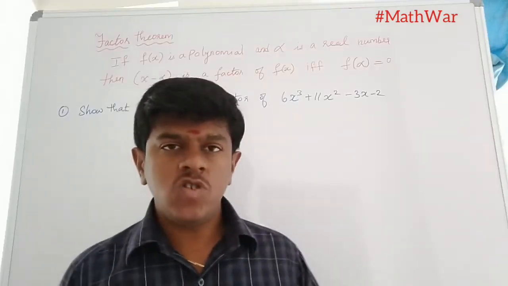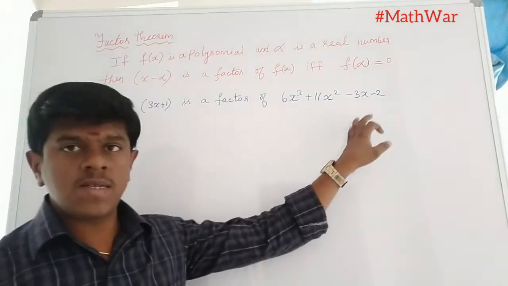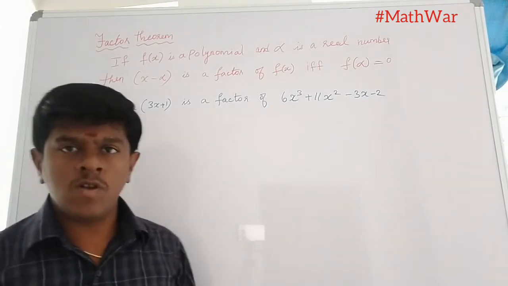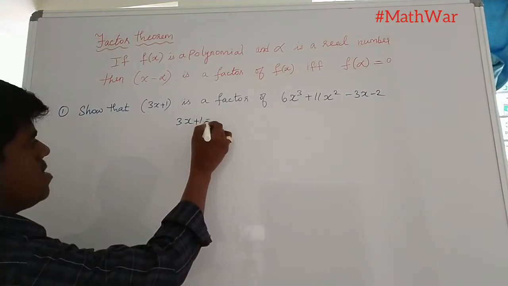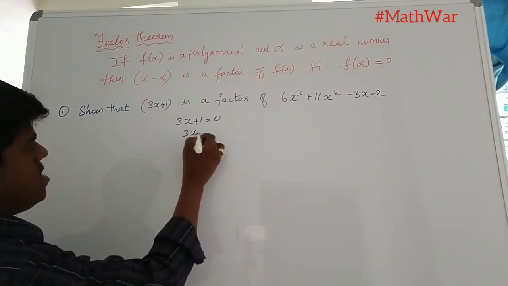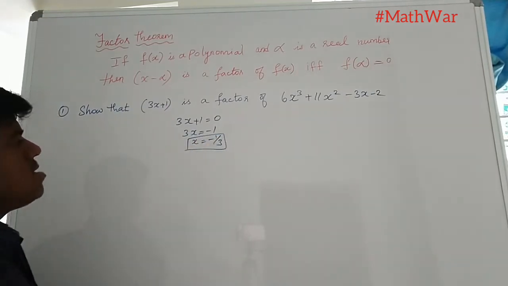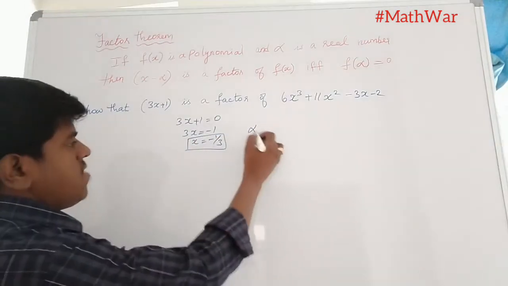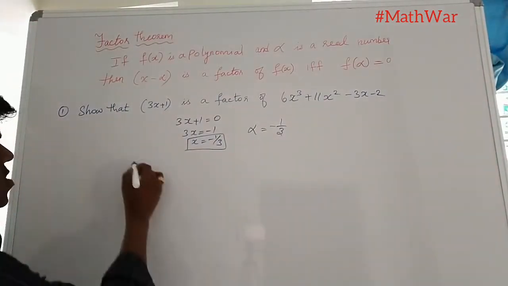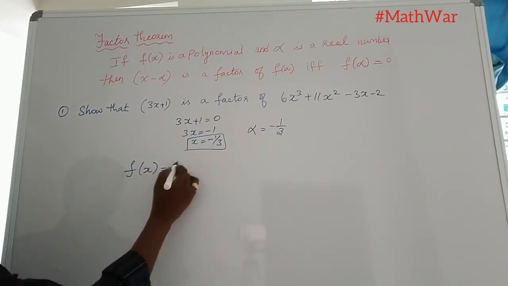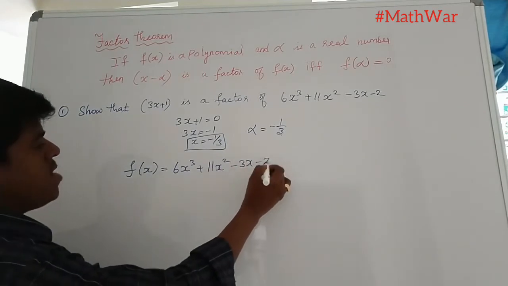Next question. Show that 3x plus 1 is a factor of 6x cube plus 11x square minus 3x minus 2. First, we want to find the alpha. So as I said, we can equate 3x plus 1 equal to 0. So 3x is equal to minus 1, x is equal to minus 1 by 3. So by equating 3x plus 1 equal to 0, we get the alpha value as minus 1 by 3. Now we know that f of x is equal to 6x cube plus 11x square minus 3x minus 2.